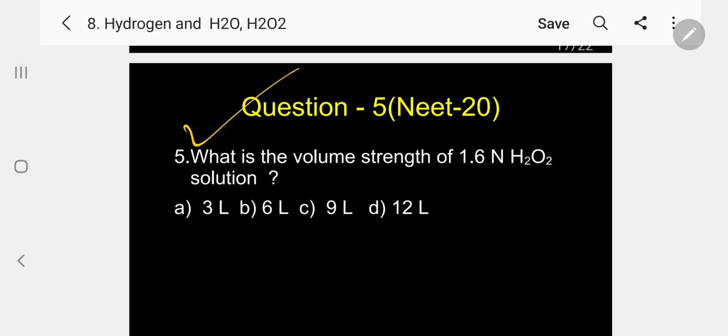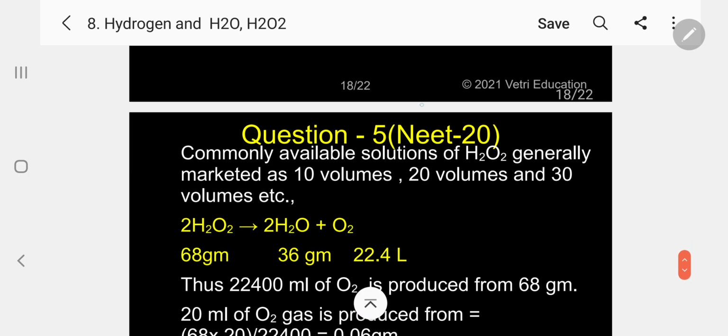What is the volume strength of 1.6 N H2O2 solution? Often this question is asked in all entrance exams, IIT, NEET, etc. Option A 3 liters, B 6 liters, C 9 liters, D 12 liters. This question was asked under the unit hydrogen, specifically hydrogen peroxide. Let me explain, kindly follow me.